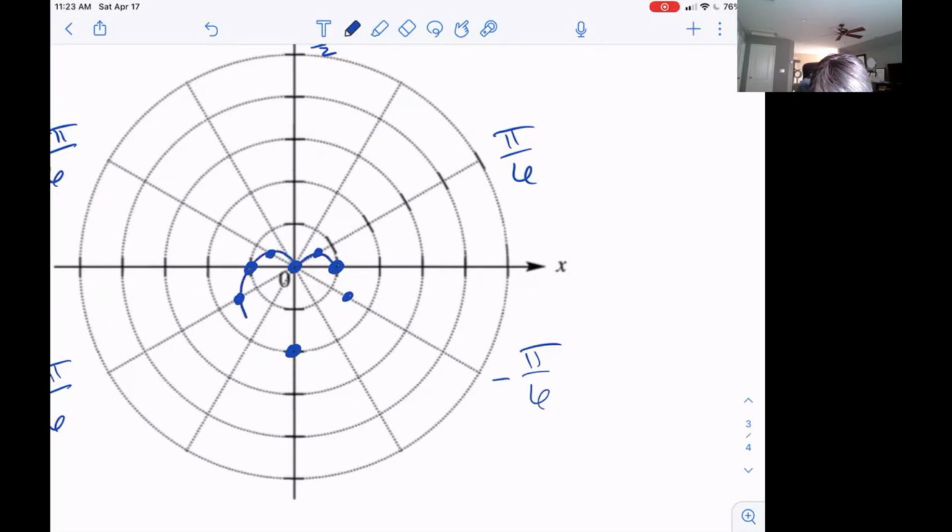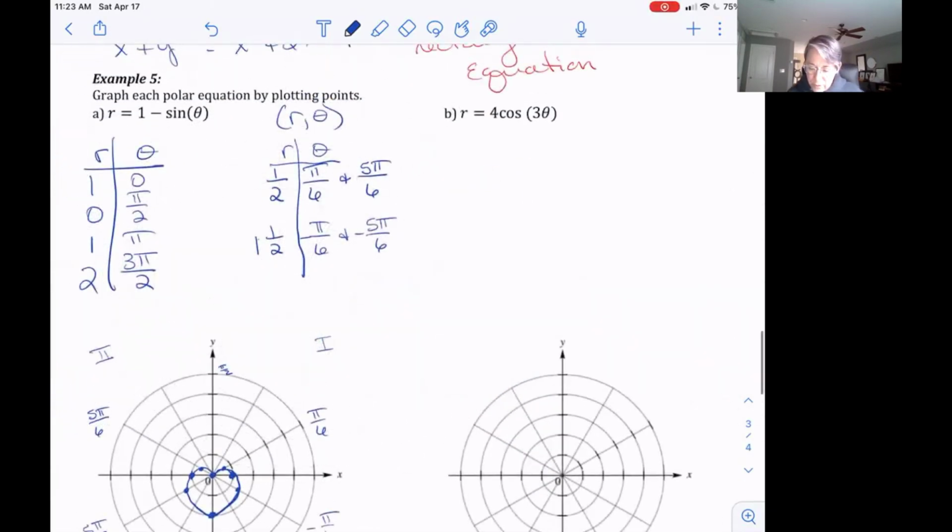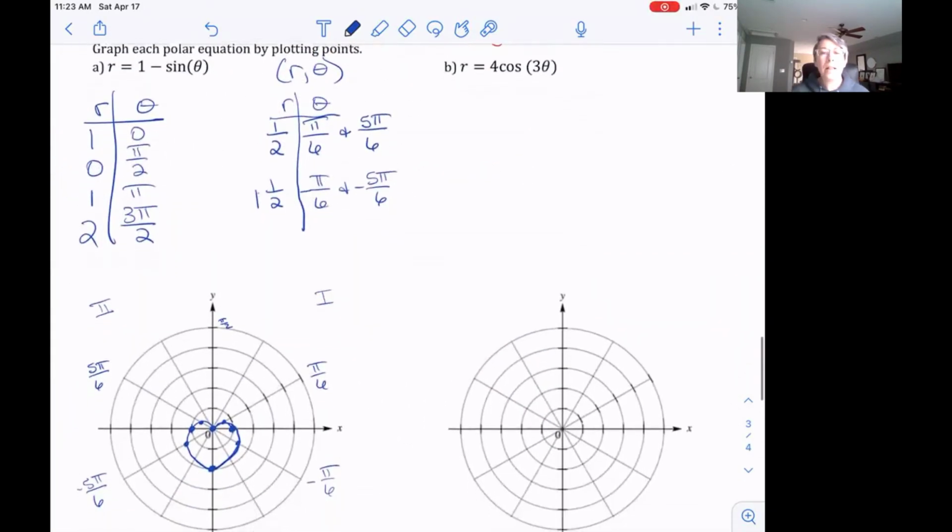Our shape looks like this. Almost like a heart that's not supposed to come down to a point. It's curvy because again, it's based on a sinusoidal function. So that's what that guy looks like. Just a rough sketch. Now let's focus on B.